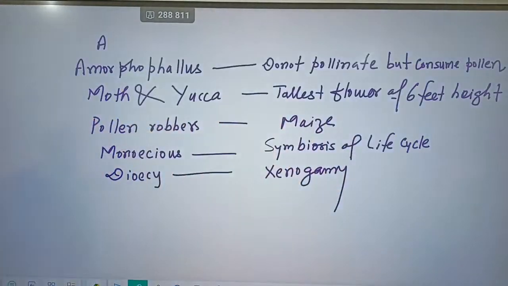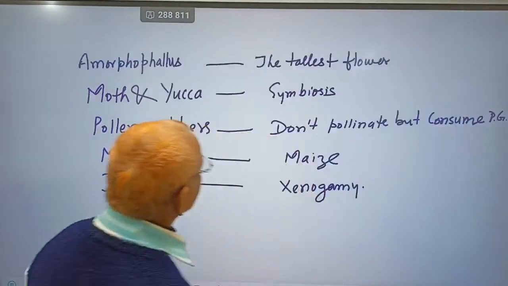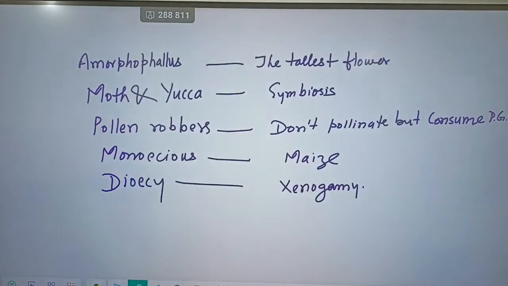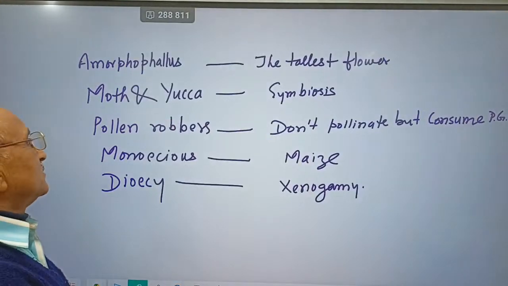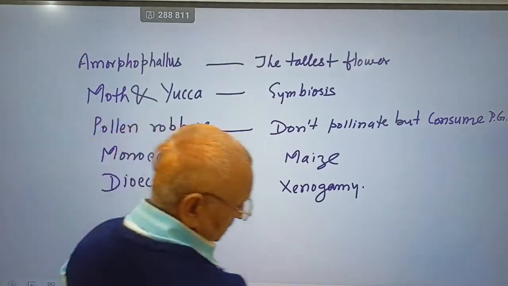Next is amorphophallus, the tallest flower of 6 feet height. Moth and yucca show symbiosis. Pollen robbers don't pollinate but consume pollen grains. Monoecious and maize, dioecious and geitonogamy. So your correct answer is: amorphophallus, the tallest flower of 6 feet height. Moth and yucca, symbiosis. Pollen robbers don't pollinate but consume pollen grains. Monoecious, maize. Dioecious, xenogamy.